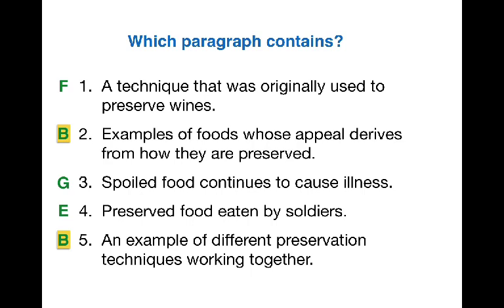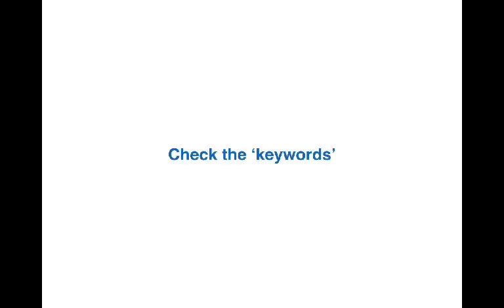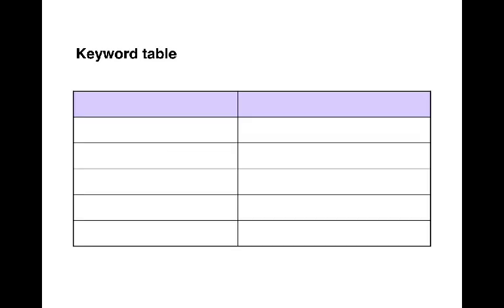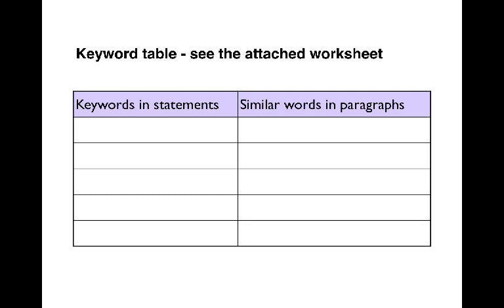However, if you're practicing at home, I always recommend that there's one more thing you can do, and that's to check the keywords by making yourself a keyword table. The reason we do this is just to focus on the vocabulary. IELTS reading is really a vocabulary test, and it's always a good idea to keep a record of the good words and phrases that help you to get the answers. So in the left column I put keywords in the statements, the questions, and in the right column similar words in the paragraphs that got us the answers. Go to the worksheet and you'll see the full keyword table that I've done.